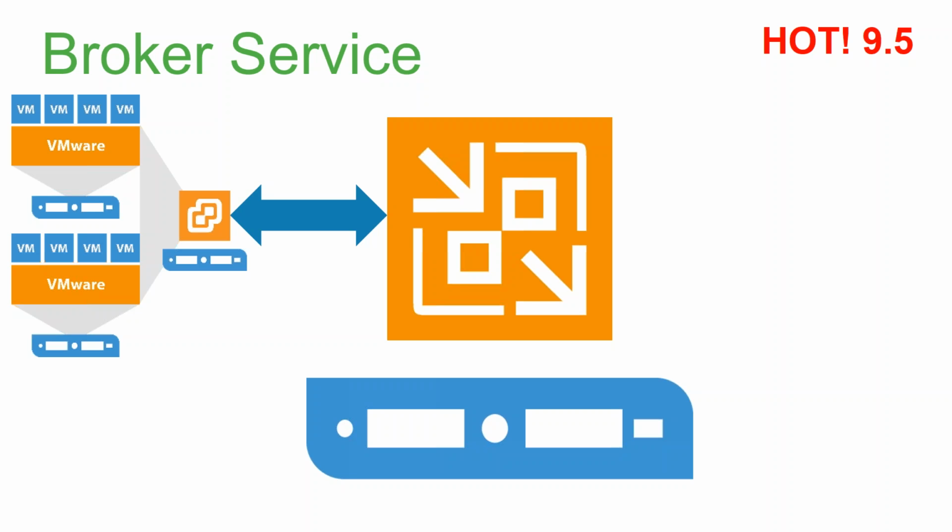So we added this broker service in 9.5, and what it really does is it caches some of that information about our VMware environment so that we've got that copy locally. We're not having to go out as frequently to our vCenter and pull that data back. It just makes the whole interface a little bit more responsive.